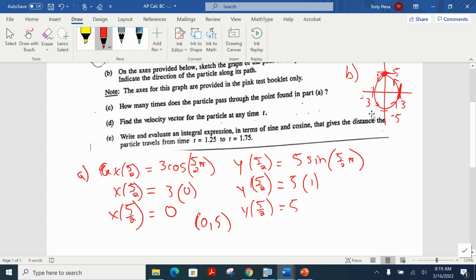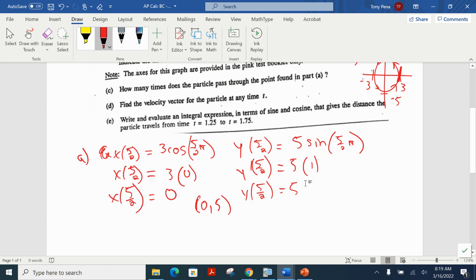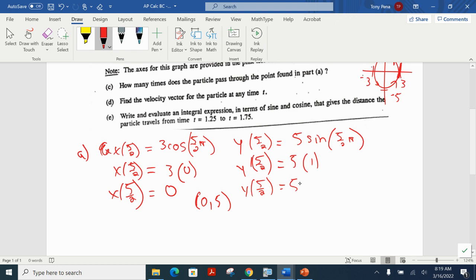But we're going around in the shape of an ellipse. This is sort of implying that we would have gone through this point 0, 5 more than once. The way the question is written, how many times does the particle pass through the point found in part A, which is that 0, 5? I'm just going to jump right in. If you did want to think it through, you can pause me. But it says, how many times the particle passed through that point?